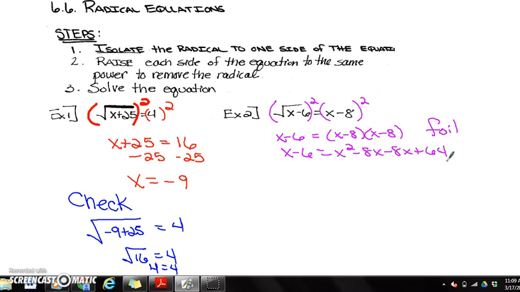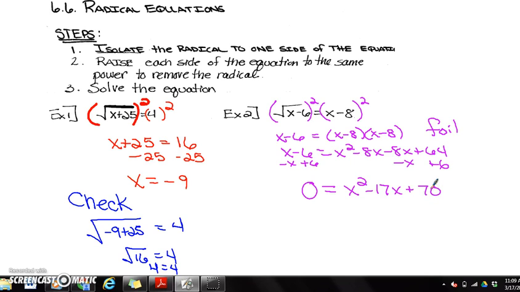We're going to bring everything over to the right-hand side and set it equal to 0. So minus x plus 6, plus 6. You're going to get 0 equals x squared. Now negative 8x and negative 1x give me a negative 17x. And 64 plus 6 gives me a happy 70.